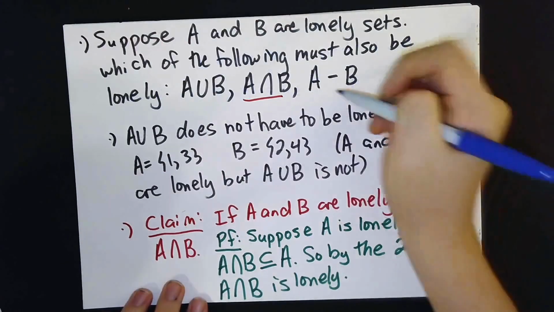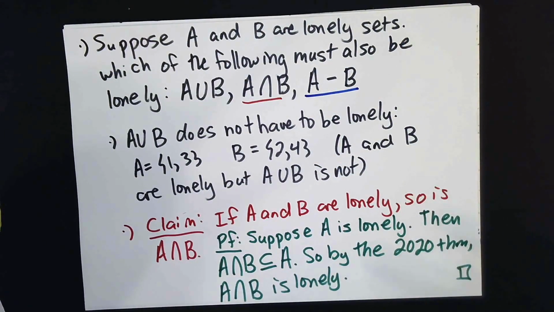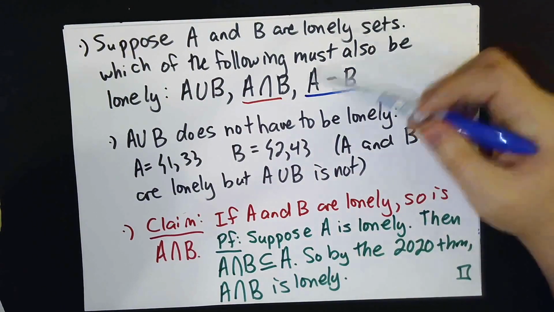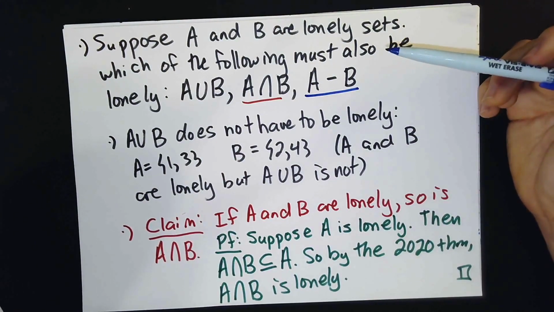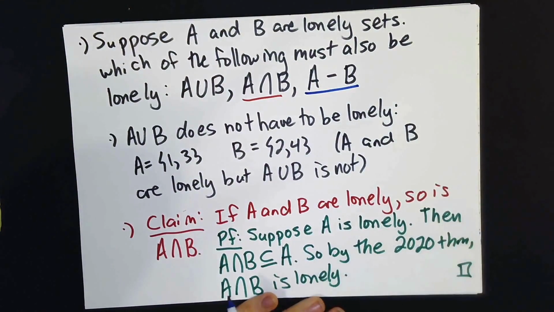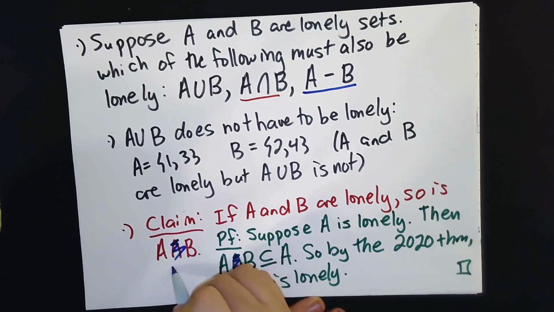To wrap this up, let's look at A minus B. I claim A minus B also has to be lonely if A and B are lonely. But why? Well, in fact, it's exactly the same proof here. Namely, I just have to replace these intersections with minuses.